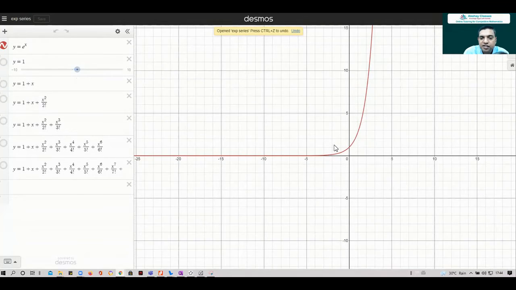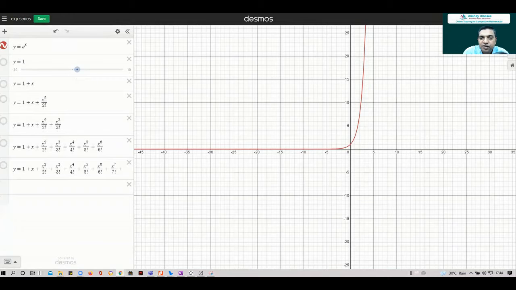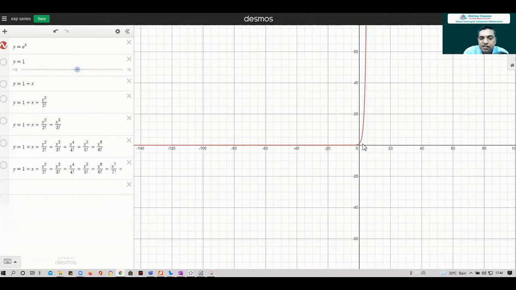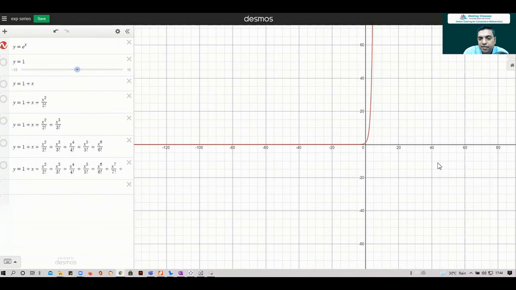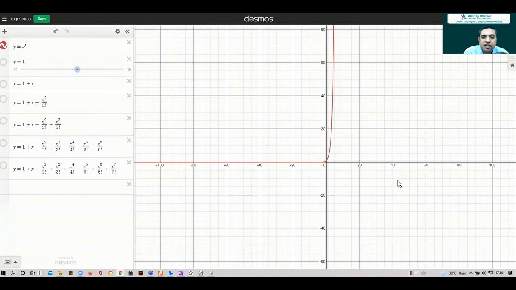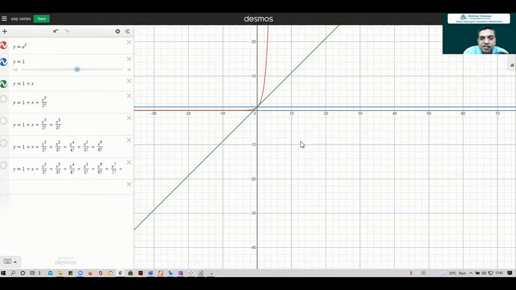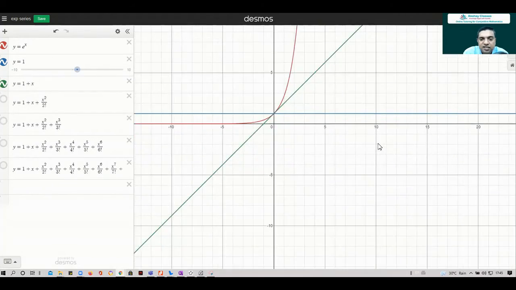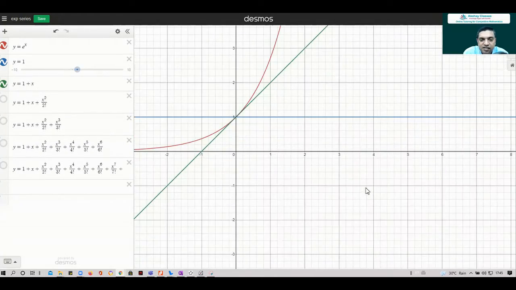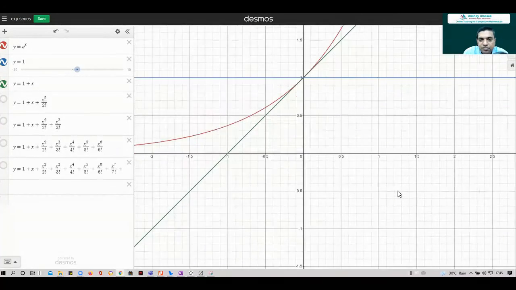So this is the e power x graph, which goes to positive infinity as x tends to infinity, and it tends to 0 as x tends to minus infinity. Okay, this is the graph of the exponential function. When you put y equal to 1, the first term of the Maclaurin series, it is not at all matching. Second term, it is just tangent at 0, at x equal to 0.